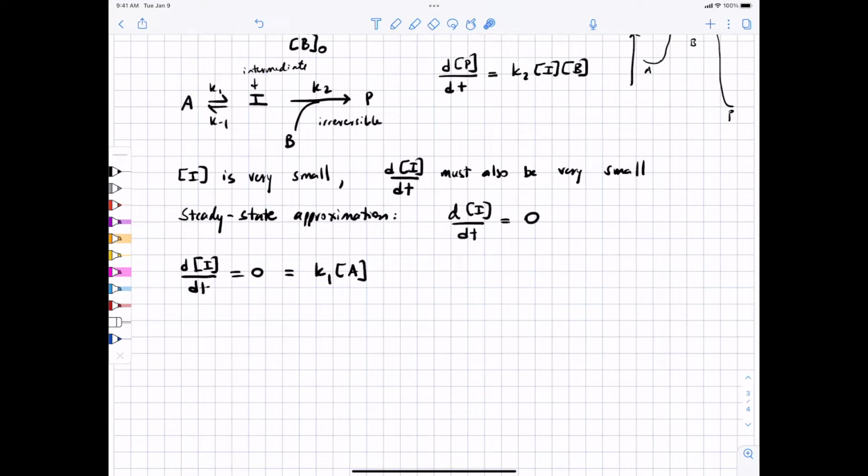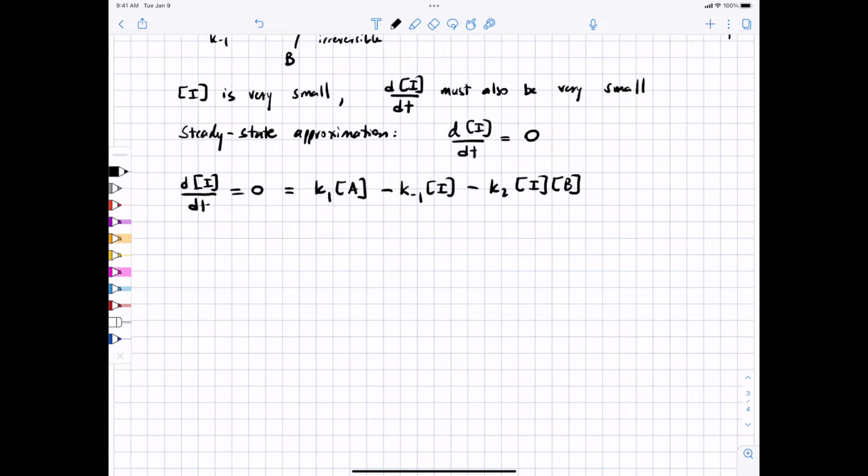Now, I can disappear in two different ways. I can either go back to starting materials via the k-1 process, which is k-1 times I, or I can disappear to form product, and that's k2 times I times the concentration of B. Now, I can separate variables, get all the terms that contain I on one side of the equation and all of the terms that contain A on the other side of the equation.